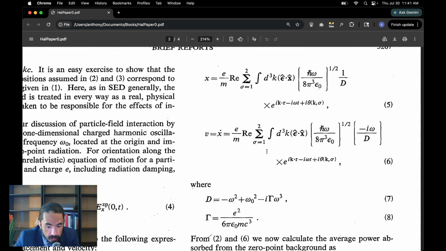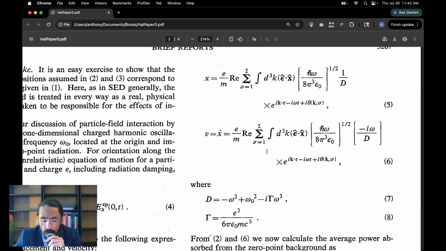So equation 5, like I said in the preamble of slides, is a displacement statement. We have x equals e over m, times the real component of the sum on sigma from 1 to 2 of the integral of d cubed k of the dot product between epsilon hat and x hat, times the square root of the fraction with the numerator of h bar times omega over denominator of 8 pi cubed times epsilon naught. Then this integrand continues to be times 1 over capital D, and then times e to the power of i times the dot product of k with r, minus i times omega t, plus i times theta in terms of the vector k and sigma.